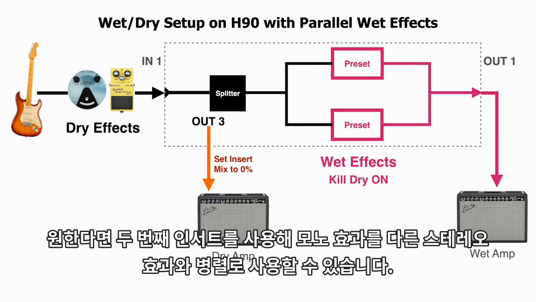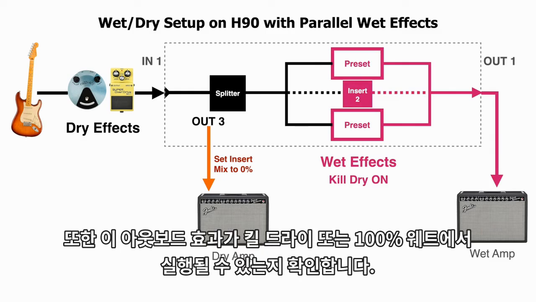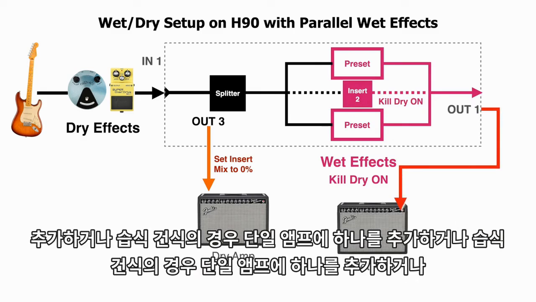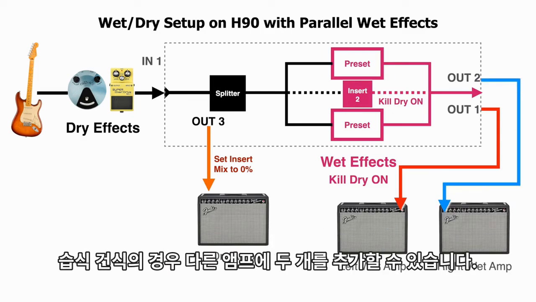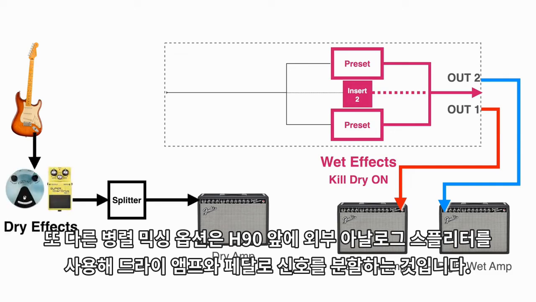In fact, we can use a second insert to use a mono effect in parallel with other stereo effects if we wish. We just have to realize this effect will run in mono. Also, make sure this outboard effect can run in kill dry or 100% wet. Then we can use out1 to a single amp for wet dry, or add out2 to another amp for wet dry wet. Another parallel mixing option is to use an external analog splitter before the H90 to split signal to our dry amp and then the pedal.